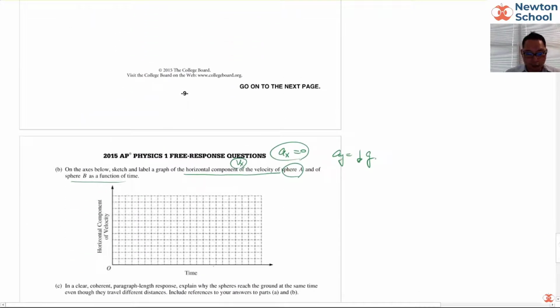So for A, it goes like that. For B, it will be constant. So that's B, and I'll use this as A.